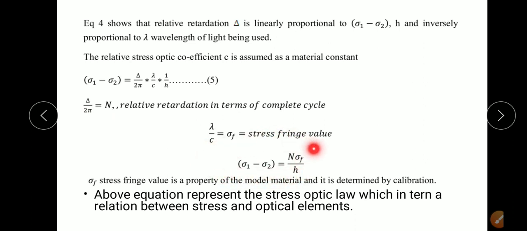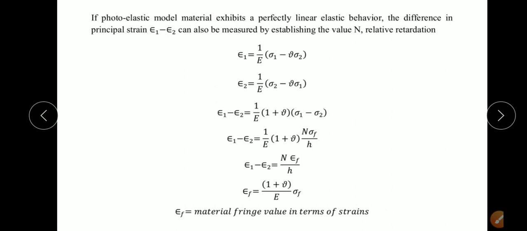So finally you are going to get this value. Sigma f, the stress fringe value, is a property of a model material and it is determined by calibration. It's a calibration value, so it can be determined by the calibration methods. The above equation represents the stress optic law, which in turn is a relation between the stress and optical elements. Okay, so this is the derivation and very important for exam purposes.